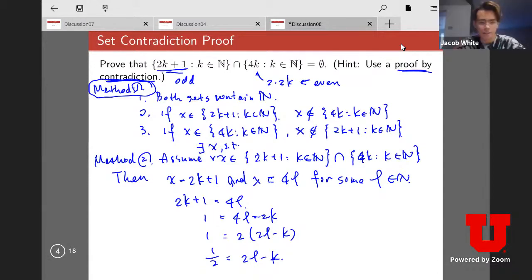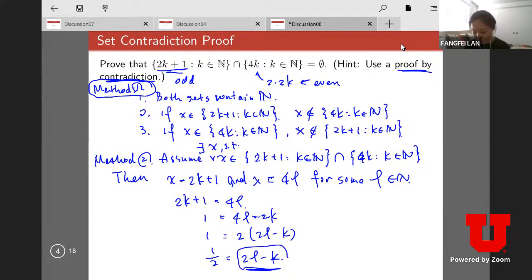Is it that the right-hand side isn't a real number? Yes, it's not a real number. It is a real number, right? Real number is the bigger set. So the right-hand side has to be an integer. Right. Yeah, but the left-hand side is not. So that is a contradiction.